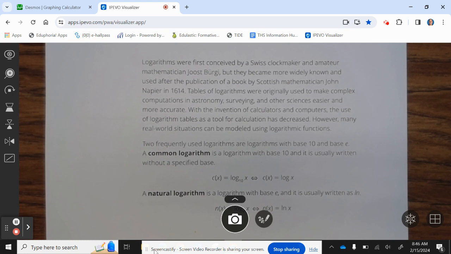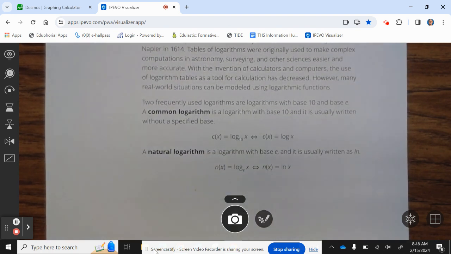Logarithms were first conceived by a Swiss clockmaker and amateur mathematician, Jost Bürgi, but they became more widely known and used after the publication of a book by Scottish mathematician John Napier in 1614. Tables of logarithms were originally used to make complex computations in astronomy, surveying, and other sciences easier and more accurate. With the invention of calculators and computers, the use of logarithm tables as a tool for calculation has decreased. However, many real-world situations can be modeled using logarithmic functions.